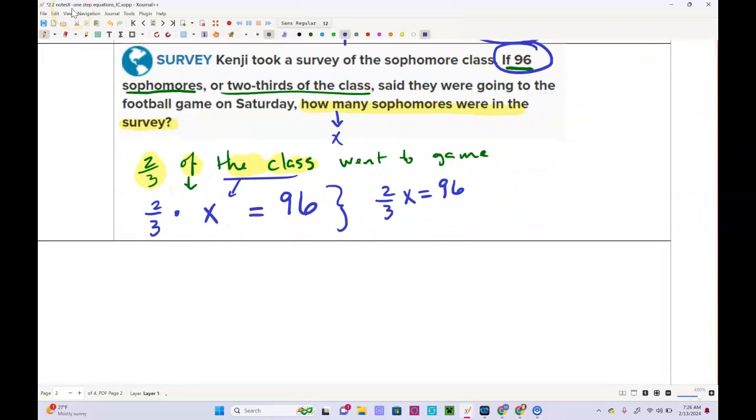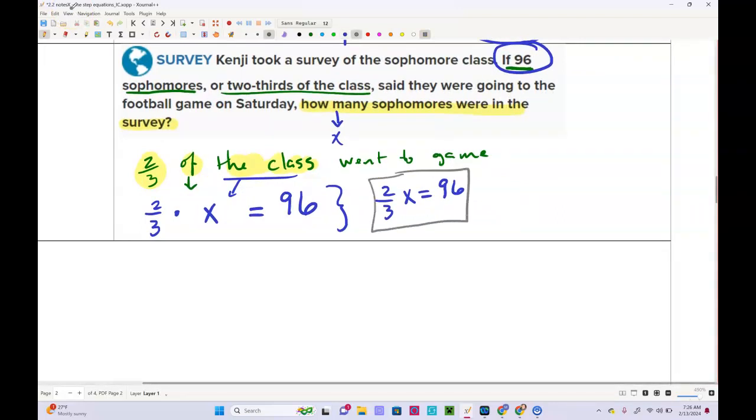And part 2 is, now let's just go ahead and solve this. This is part 1. And then how do we solve this equation? 2/3 x equals 96. Now we have to uncover what x is. So let's get it by itself. We are multiplying by 2/3 times x. So what are we going to do? We're going to do the opposite of multiplying by 2/3, which is dividing by 2/3, or multiplying by the reciprocal is another equivalent way to do that. So we'll multiply by 3/2 on both sides.